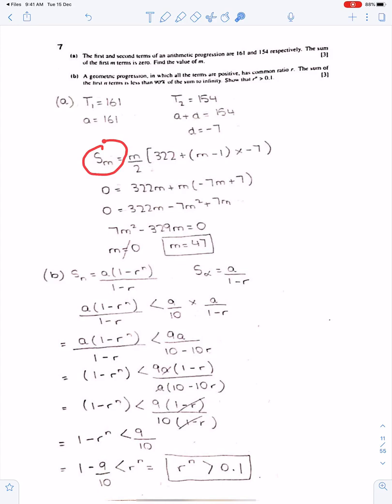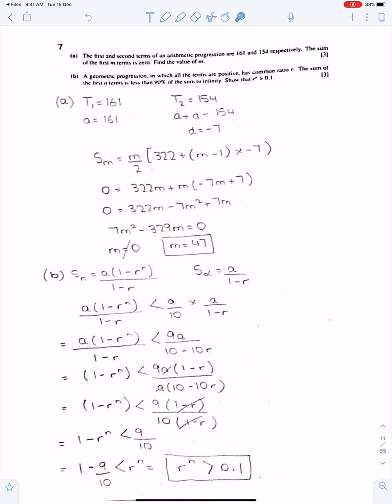So Sm is 0. First term is 161, second term is 154, therefore D will be minus 7. D is the common difference of any two consecutive terms. So T2 minus T1 is D. Sm is 0, so by equating Sm to 0, we can get the value of m.